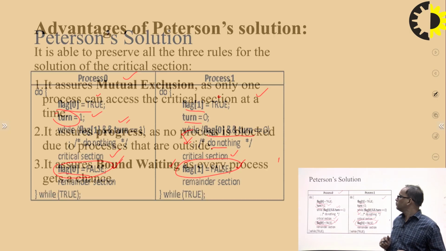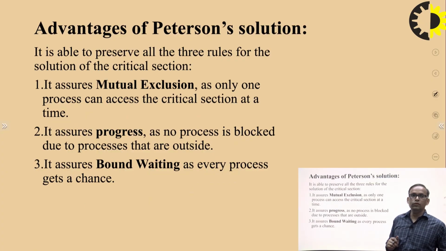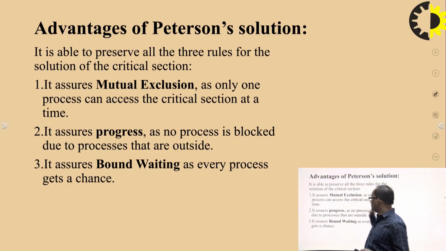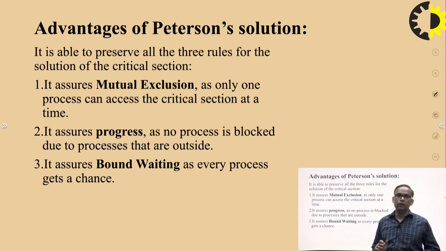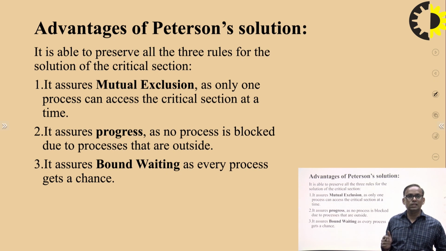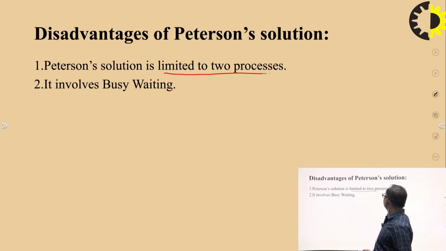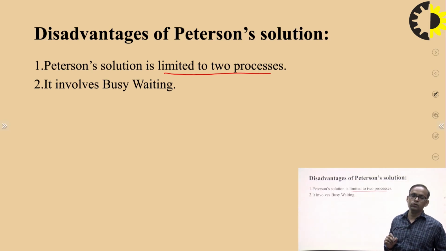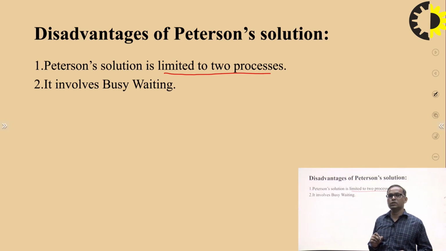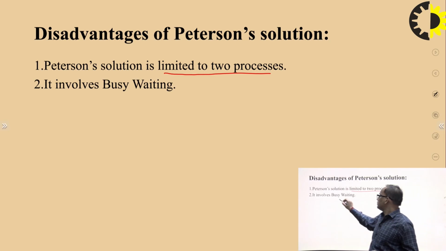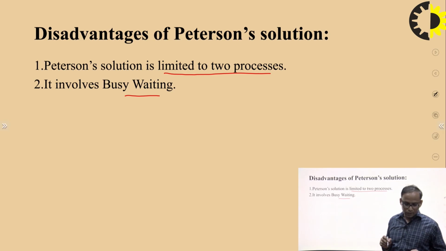Advantages of the Peterson solution: it assures mutual exclusion, it assures progress, and it also assures bounded waiting. And it is easy to implement. The disadvantage of this solution is that it is limited to only 2 processes. It means if there is a problem where more than 2 processes share a common resource, this solution is not applicable. The other disadvantage is that it uses the busy waiting condition.